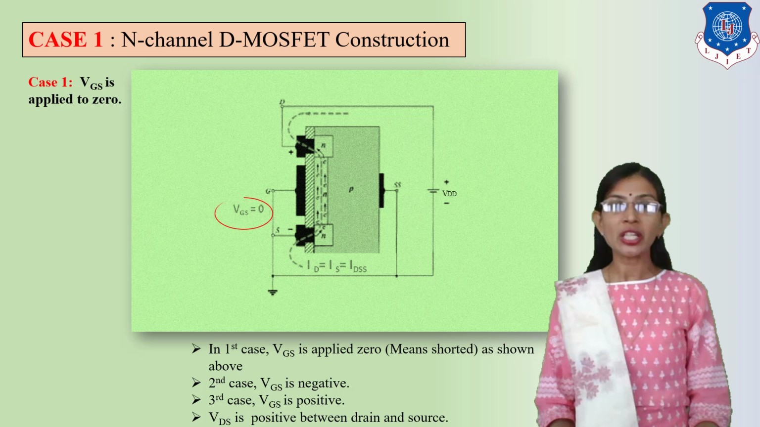Look at this, VGS is equal to 0. Whenever there is no input voltage, we will have a number of free electrons available in the channel, the n-type channel. So plenty of free electrons are available. So maximum current will flow for the case 1, that is VGS is equal to 0. In second case, VGS is considered to be negative, and in third case, VGS is positive.